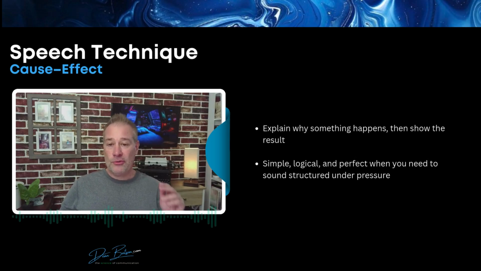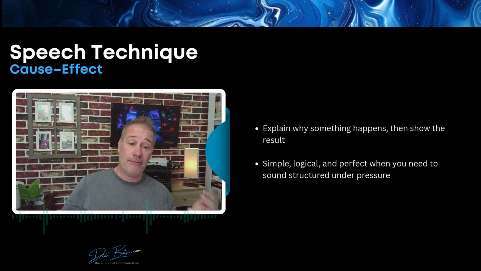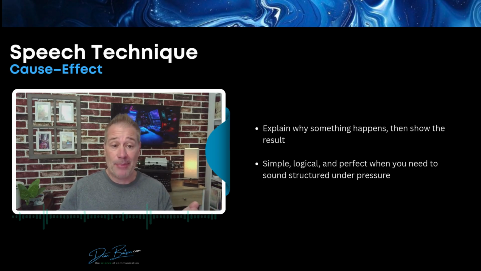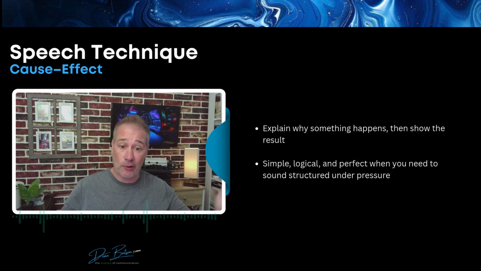All right, let's go to number two, cause and effect. Another quick way to organize your thoughts is cause and effect. You explain why something happened, and then you show what the results of it are, the cause and the effect. It's logical, it's clear, and it helps your audience connect the dots. Remember, we want to carry our audience with us. Cause and effect, very simple.